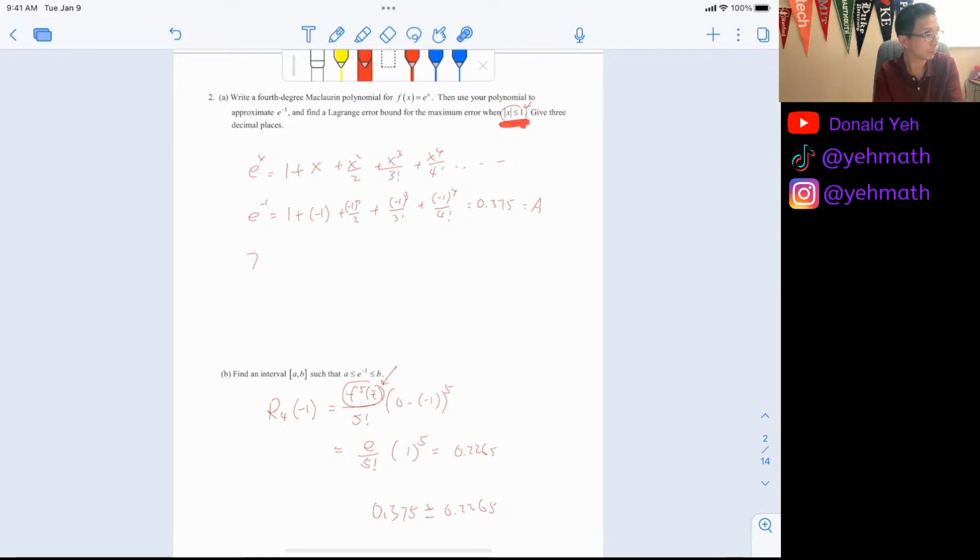Because that's when e to the x is at its greatest value within the interval, at 1, because 1 is its upper bound.